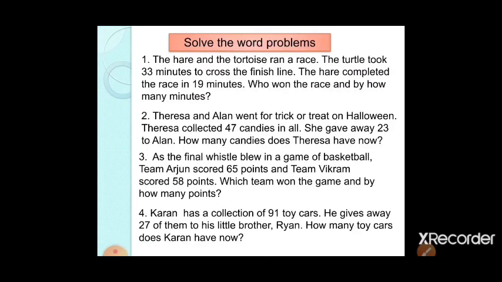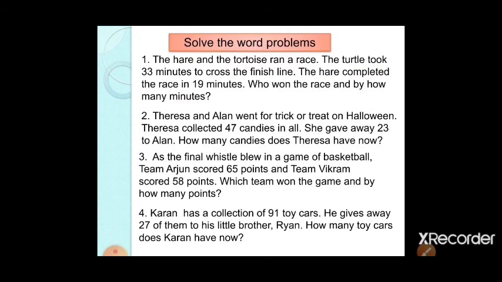Now there was team Arjun and team Bikram. They were playing basketball. Team Arjun scored 65 points. Team Bikram scored 58 points. So which team won? First of all, the team which scored more won. Team Arjun scored 65, and 65 is greater than 58. So team Arjun won. And then by how many points, you have to do the subtraction.